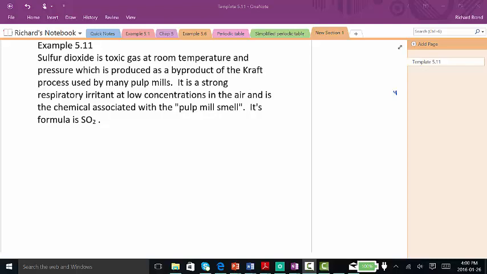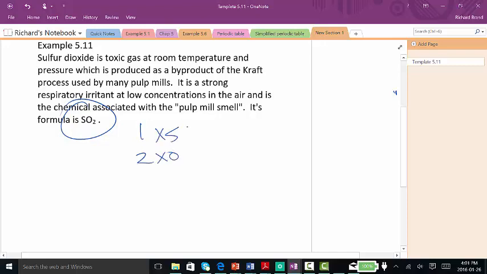Example for 5.11. Sulfur dioxide is a molecular substance and is formed by the bonding of a sulfur atom to two oxygen atoms. The molecular formula is SO2. So I want to draw the Lewis electron dot diagram for this. In this formula, there's one sulfur and there are two oxygens.